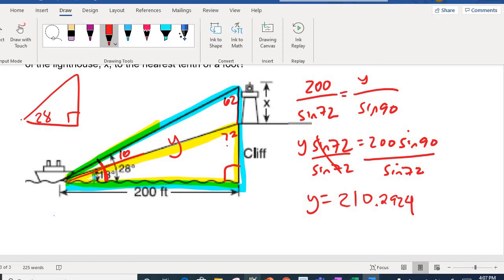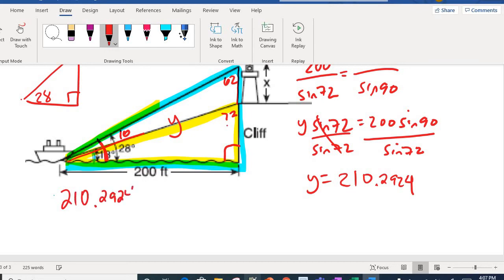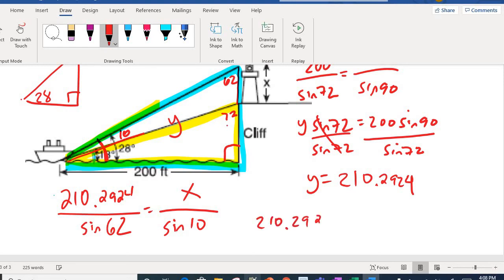Okay, so now we'll run it again. Now I'm going to go into the skinny triangle on the top. So I'm going to take that 210 number. That's going to be over the sine of 62. That's what's opposite in the skinny triangle up top. X, and then this is where we need the 10, because the 10 is across the way from the X. All right, so 210.2924 sine 10 is equal to X sine 62. We'll divide by the sine of 62.